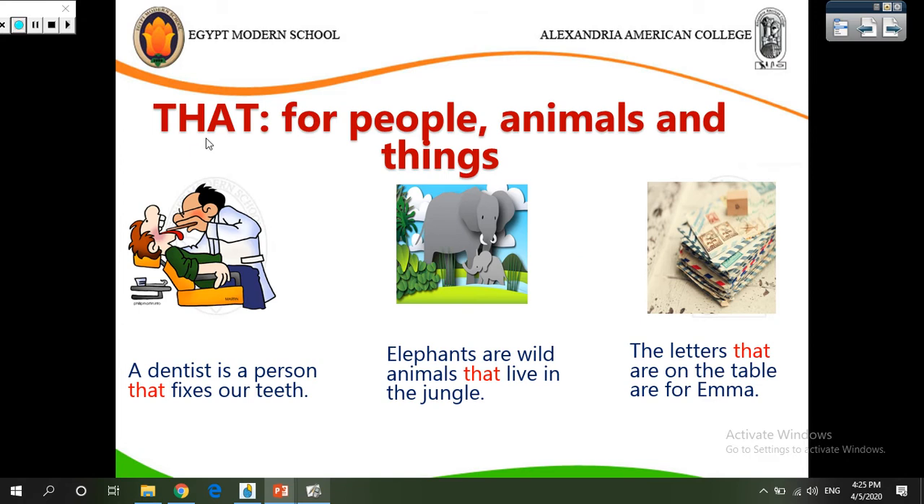We have that. That is a little bit tricky, more than which and who, because we can use that for people, animals, and things. Don't worry, in the exam they will not come together. A dentist is a person that fixes our teeth. Remember, we put who here. Here we replaced it with that. Elephants are wild animals that live in the jungle. We used which here instead of that.